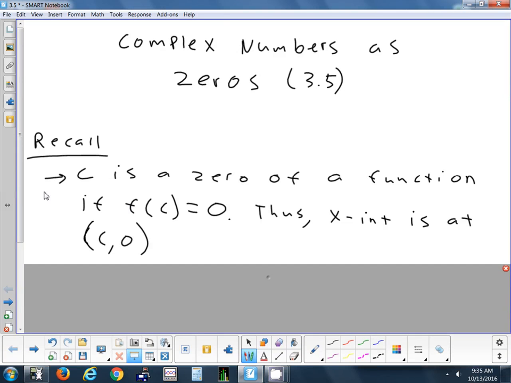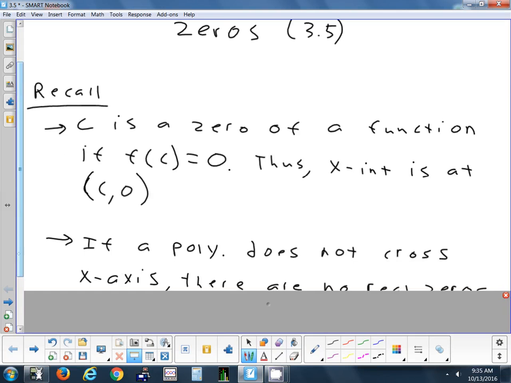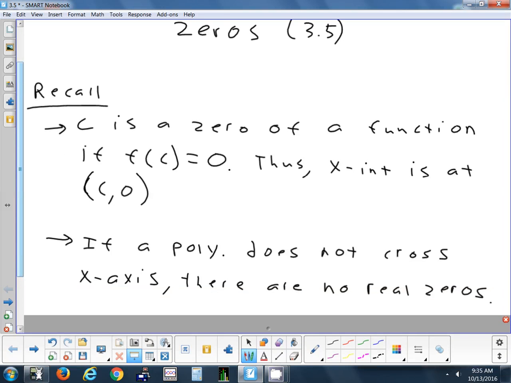I'm just reminding you again that if something is a root or a zero of a function, it means that's the number you plug into the function and get 0, or that number is also an x-intercept. Just reminding you of something we've said a lot of times. If a polynomial does not cross the x-axis, then there are no real roots.